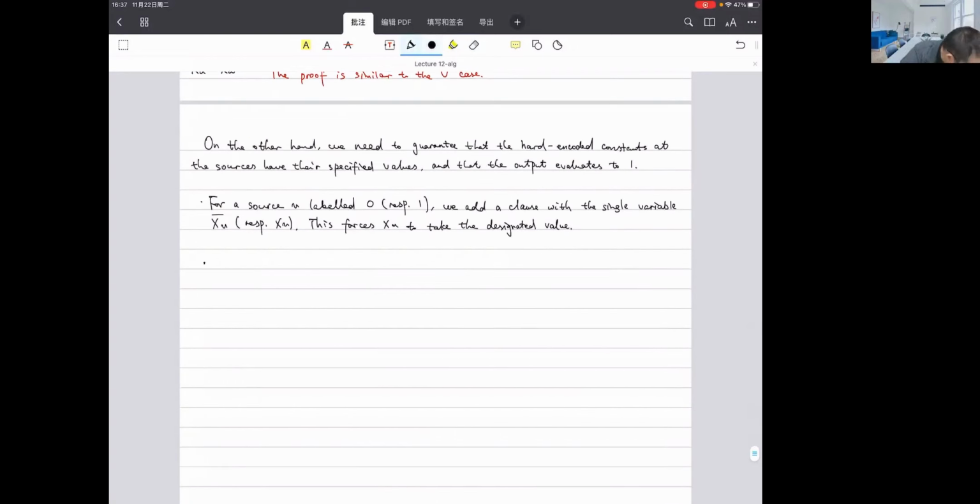And I think at the last, we need to have an encoding for the output. So for the output node, which is typically denoted by, let's say, O here, we add the single variable clause, just XO. Since this is a single variable clause, it is just going to require that XO.